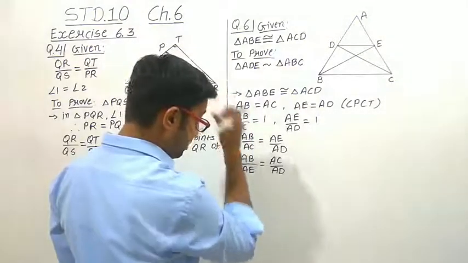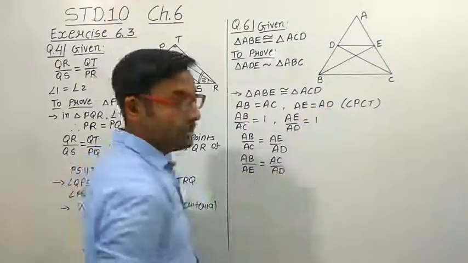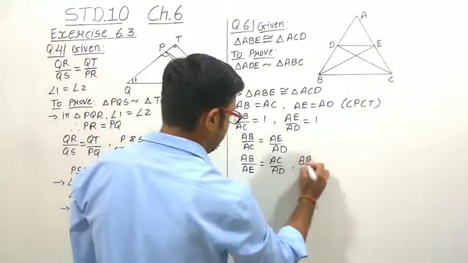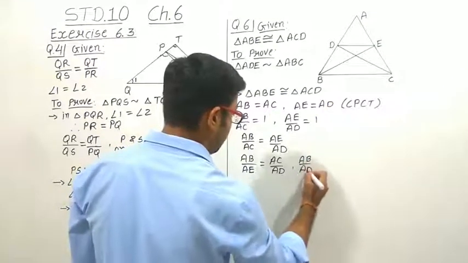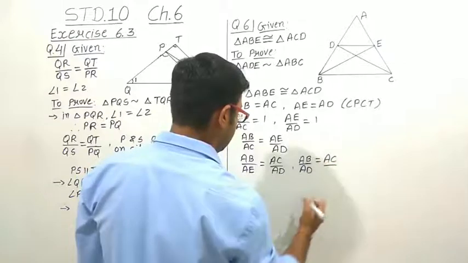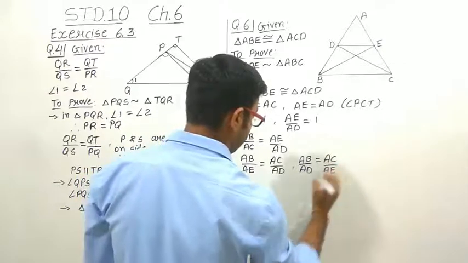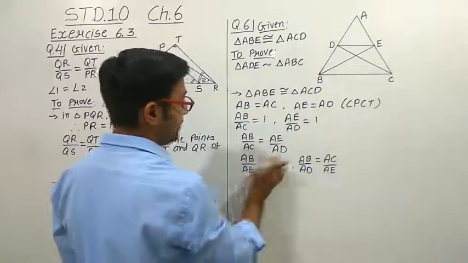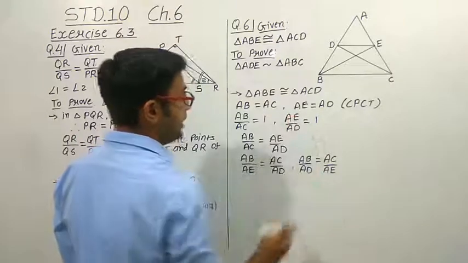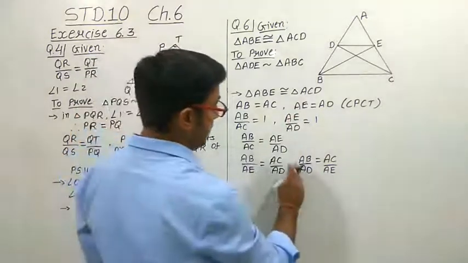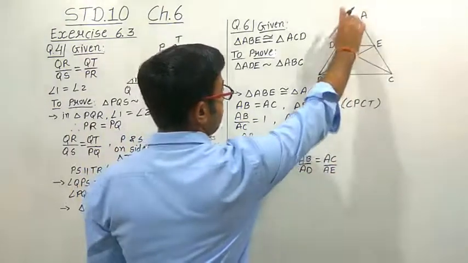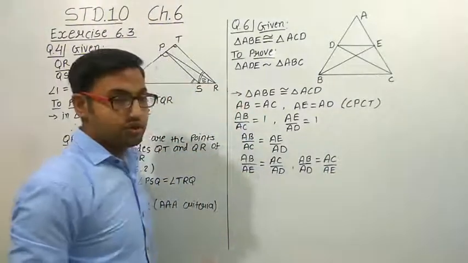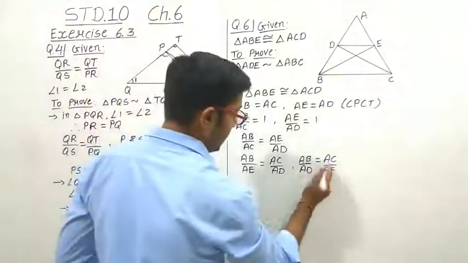Now see, both these values AE and AD are equal, so we can interchange both the values. So we can also write that AB upon AD is equal to AC upon AE, right? Yes, we can write that because both the values are equal. So instead of AE we can write AD, instead of AD we can write AE. So now see, AB upon AD, bigger side upon smaller side, is equal to bigger side upon smaller side. So this is the ratio of the two sides of the triangles and they are equal to each other.